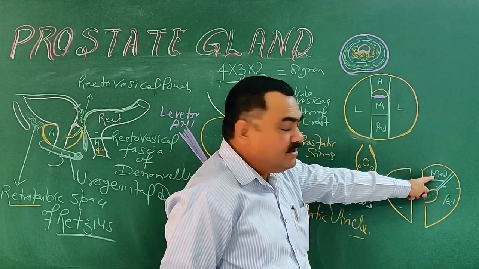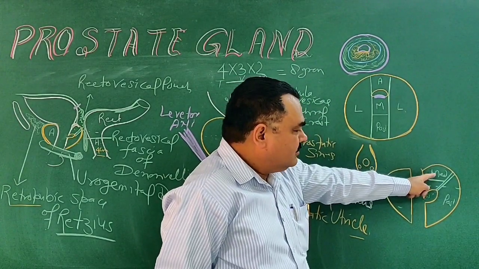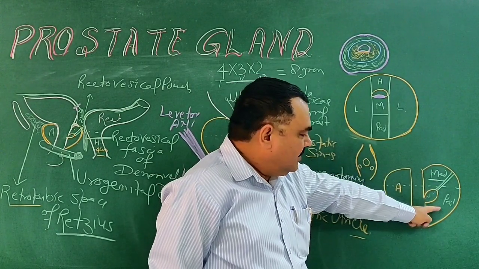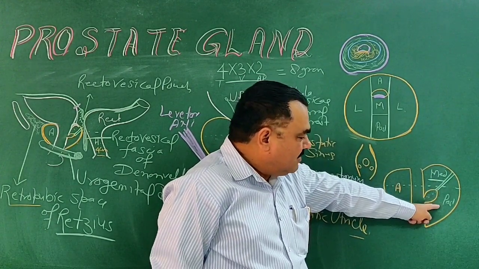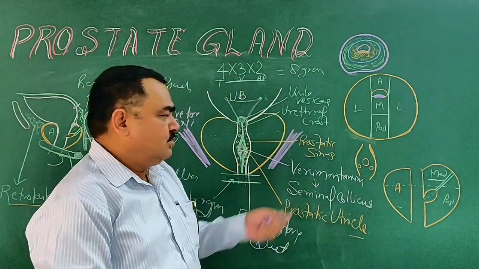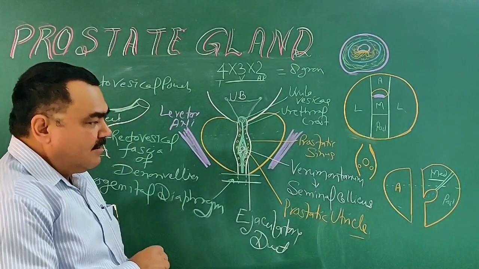Here the medial lobe is formed. It is also related with this. So benign hypertrophy occurs here. And in the posterior part, this part is usually enlarged in carcinoma of the prostate. So here carcinoma of the prostate is common.